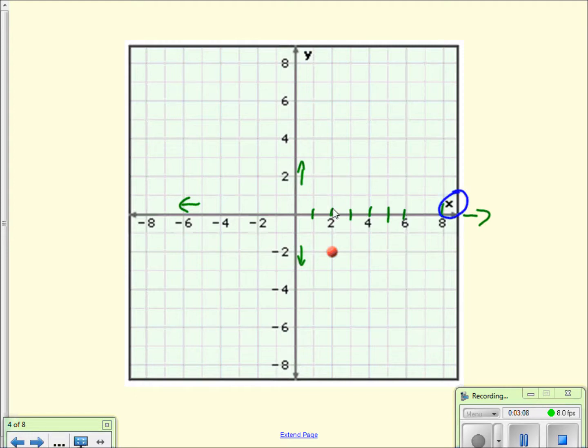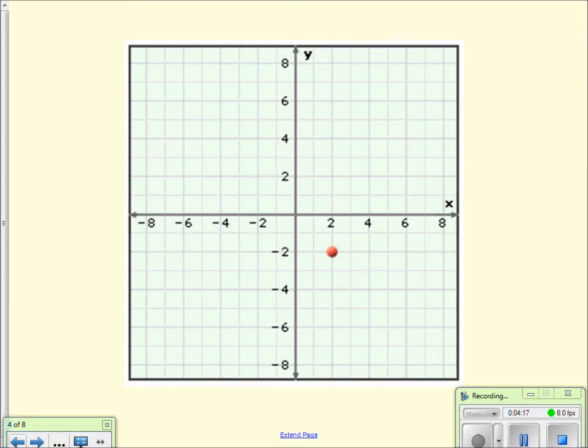You can also notice here that they have them labeled x-axis and y-axis. You may not always see that. You're expected to know that the x-axis is the one going horizontal, left to right. The y-axis is the one going vertical, up and down.